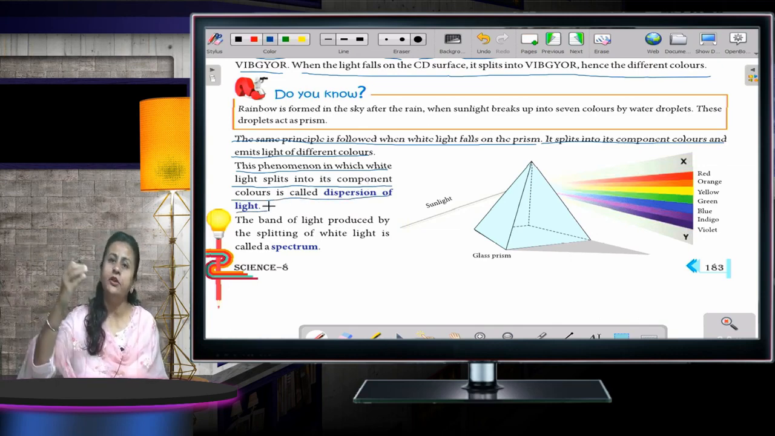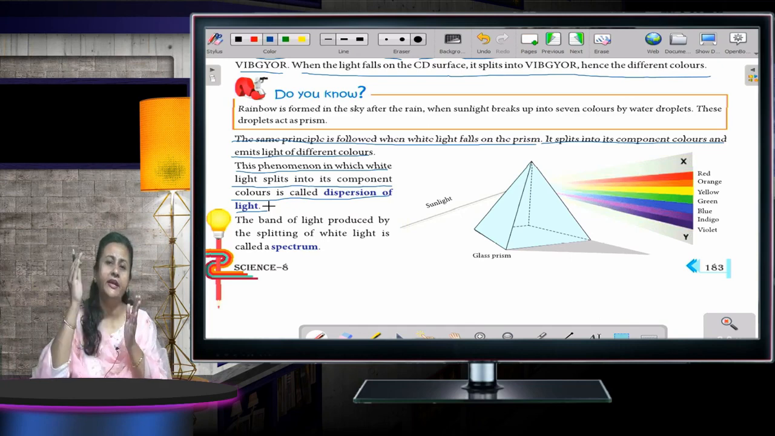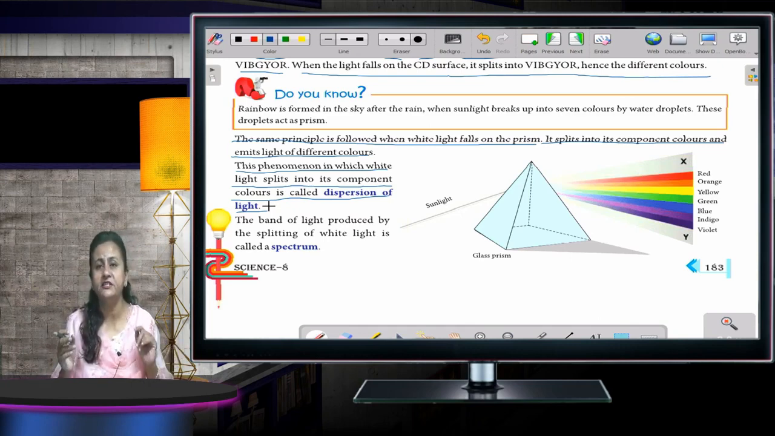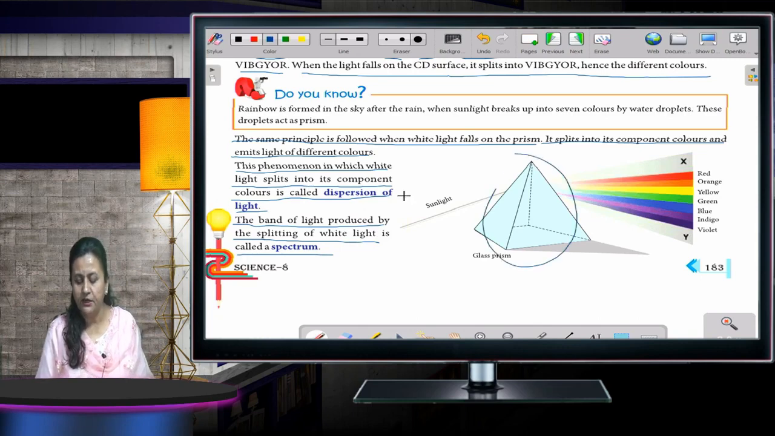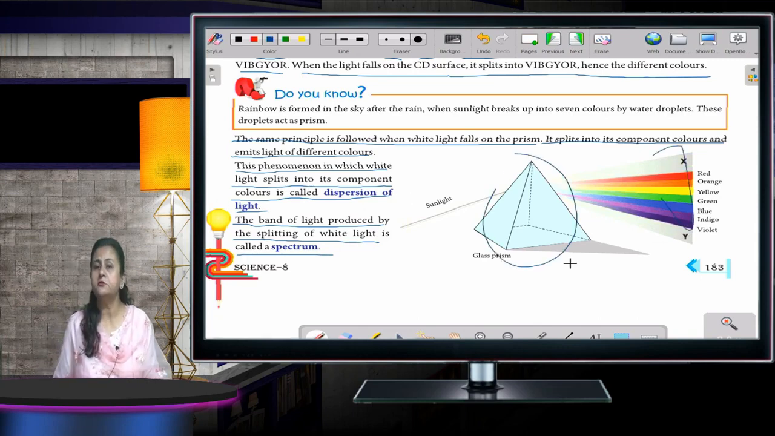When the light is falling on the prism, what happened? All the white light gets split into different 7 colors. The band of light produced by the splitting of white light is called a spectrum. Here you can see the light is passing through the glass prism, and here it is splitting. Now the next one.